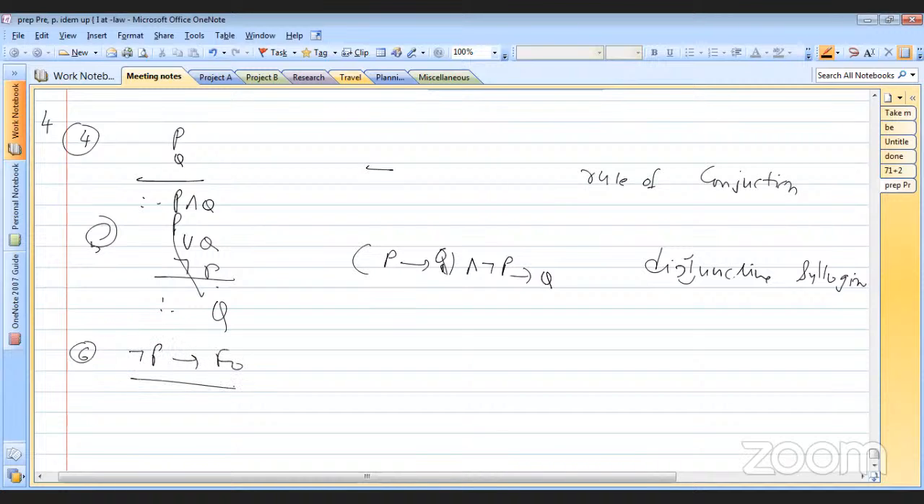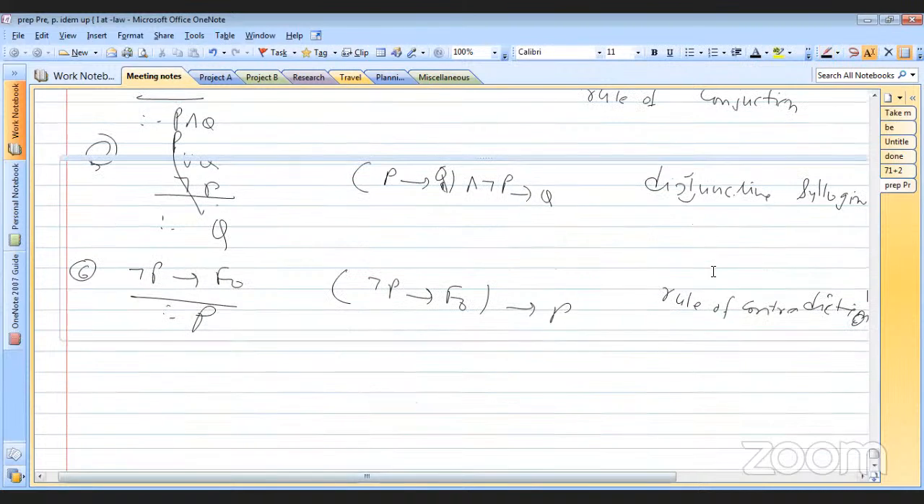Negation of P implies F naught, therefore P. Negation of P implies F naught implies P. That is the rule of contradiction.